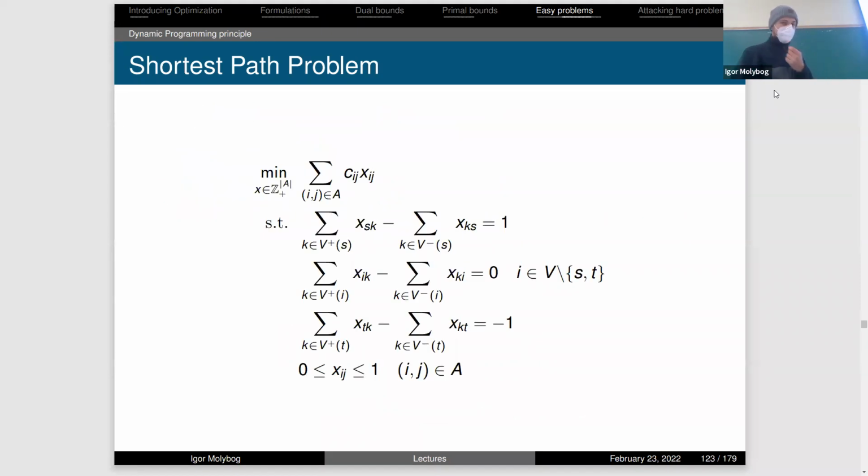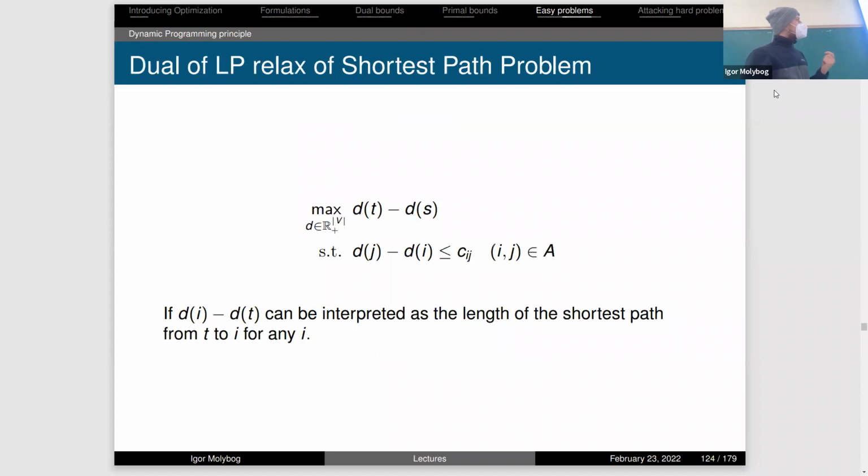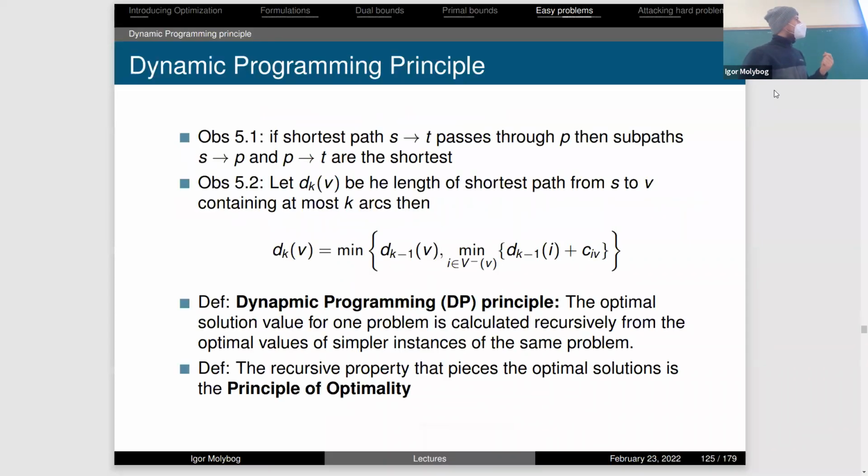The problem can be formulated as an integer programming problem remarkably well, and we have discussed that in fact it can be solved with linear relaxation as well, but it can also be solved using a slightly different approach, which is based on this observation. If the shortest path from S to T passes through a node P, so we have S, T, and P, and we have a path that goes around, comes to P, and then goes around to T, and it's the shortest path from S to T, then this part of the path is in fact the shortest path from S to P, and this part of the path is the shortest path from P to T.